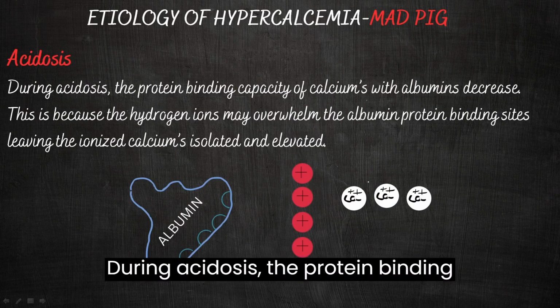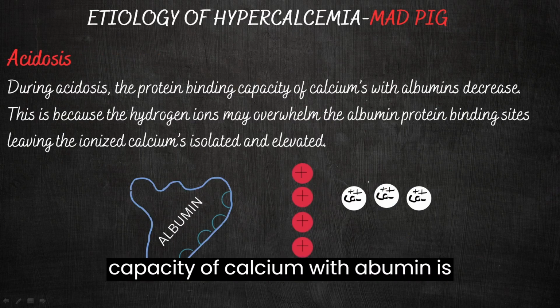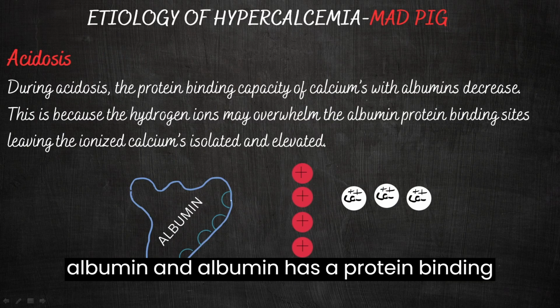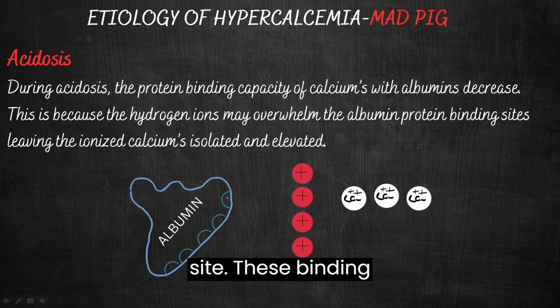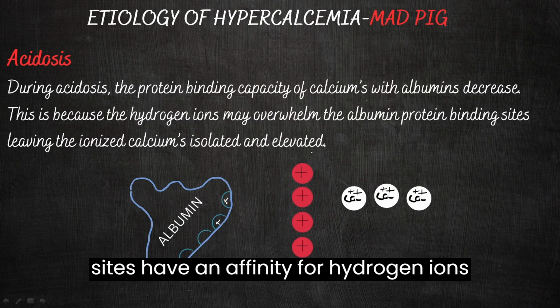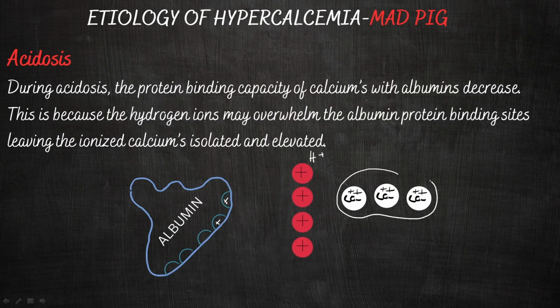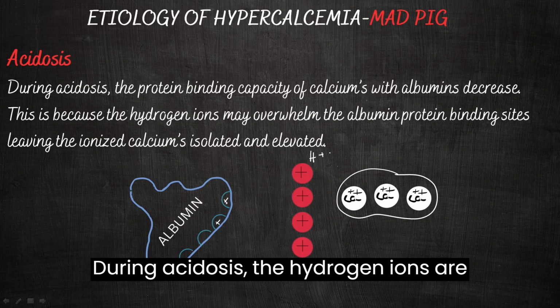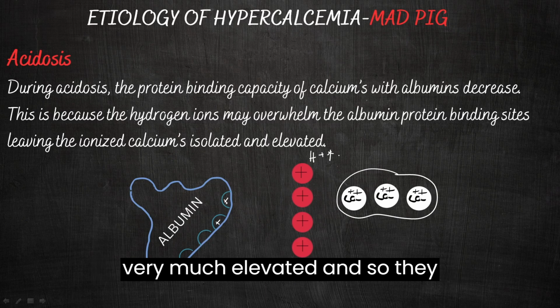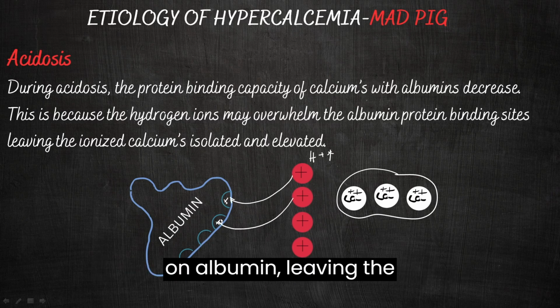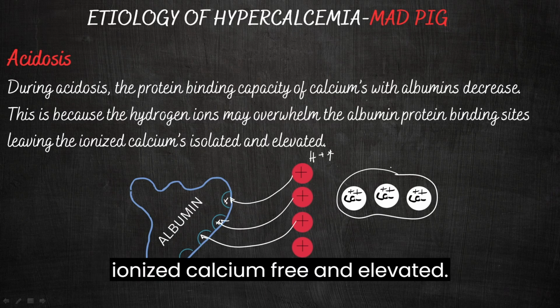During acidosis, the protein binding capacity of calciums with albumins decreases. What I have here is an albumin, and albumin has a protein binding site. These binding sites have an affinity for hydrogen ions as well as the ionized calciums. During acidosis, the hydrogen ions are very much elevated, and so they overwhelm these protein binding sites on albumin, leaving the ionized calciums free and elevated.